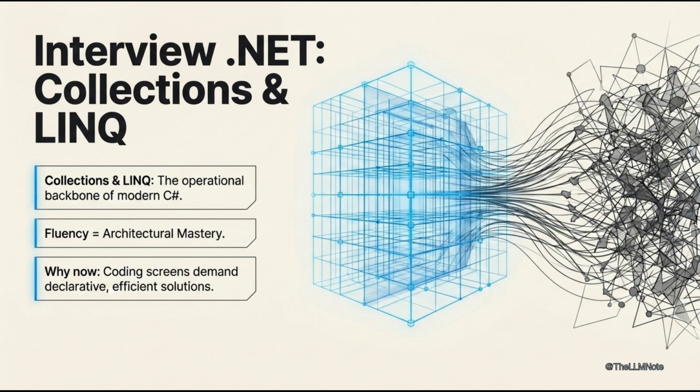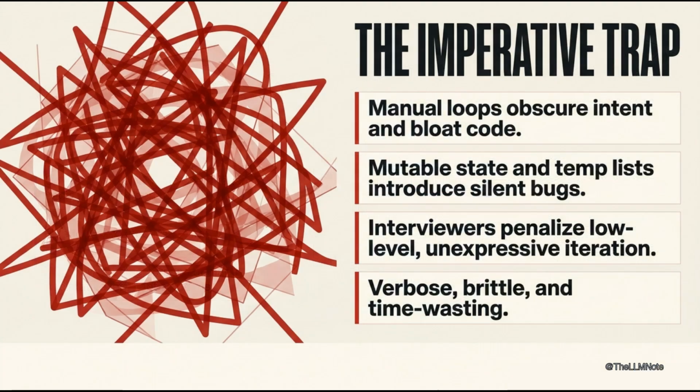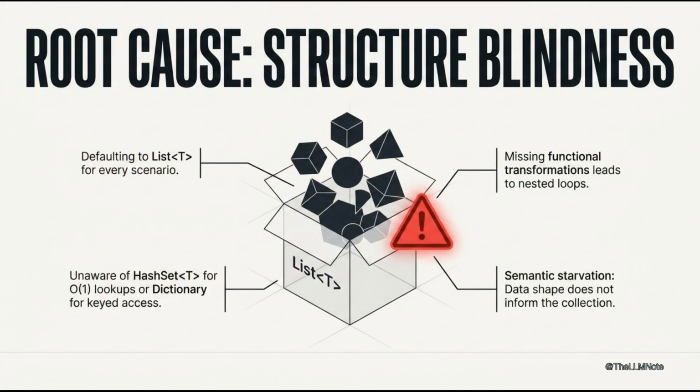Coding screens demand declarative, efficient solutions, but here's where it gets interesting: the imperative trap. Manual loops obscure intent and bloat code. Mutable state and temp lists introduce silent bugs. Interviewers penalize low-level, unexpressive iteration. The existing approach is verbose, brittle, and time-wasting. So what's the real problem?